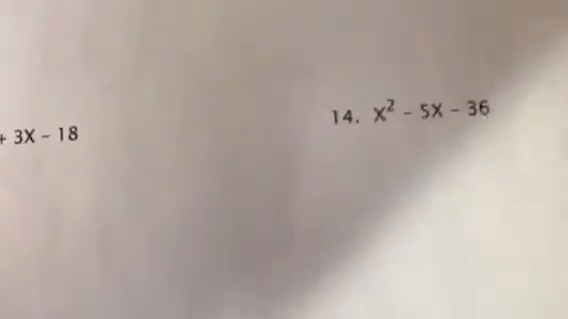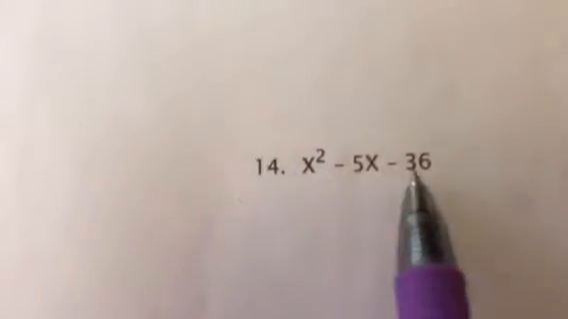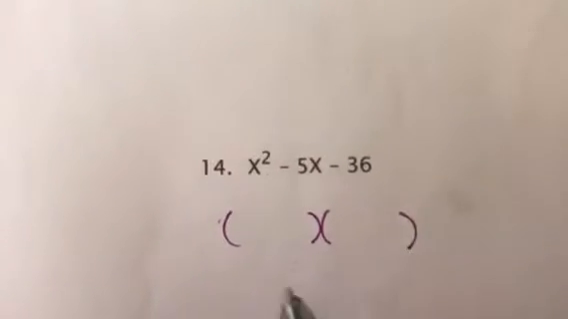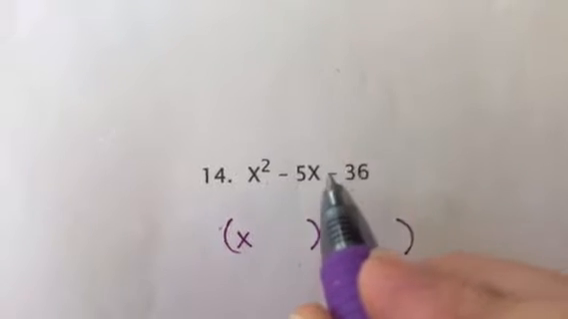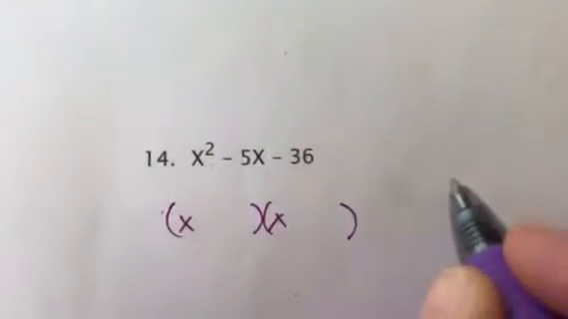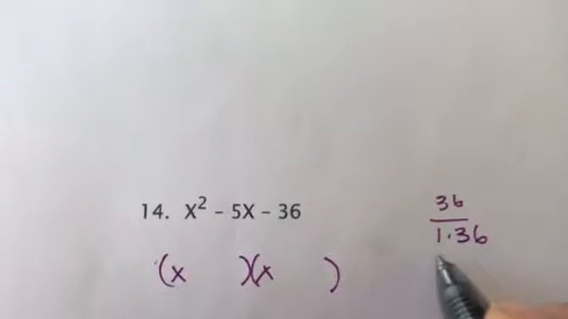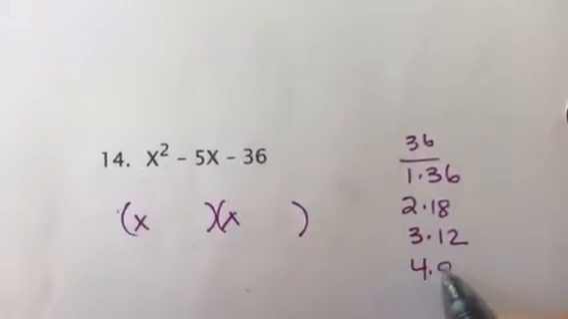Now, why do I like this one even better? Let's go ahead and do this one, because now I've got two negatives. Okay, no big deal. We're going to start this just the same. x times x is x squared. I'm going to think of all my factors of negative 36. Now, for the first time, this has been negative. Okay, well, first of all, let me think of all my factors of 36. It's 1 and 36, and 2 and 18, and what, 3 and 12, and 4 and 9.